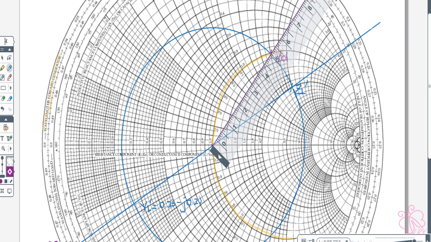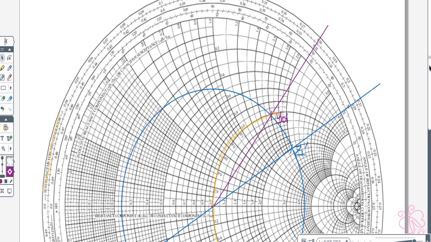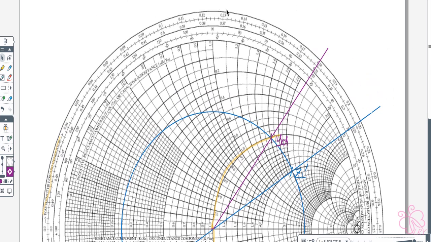Okay, from the center to YD. So once you have drawn your line, then we allocate. Okay, where is our YD? So again, using wavelength towards generator, move along the outer scale. This is 0.17. This one is at 0.18. So going nearly to 0.18.